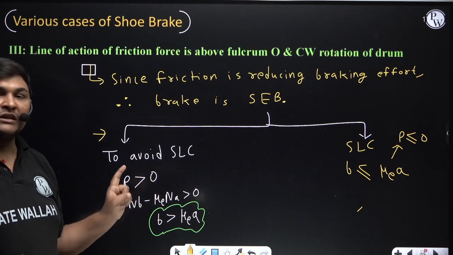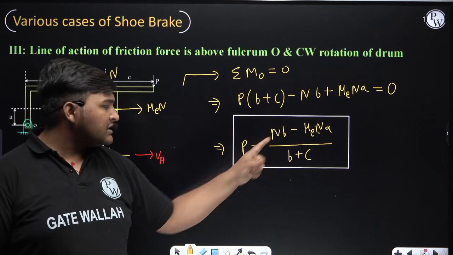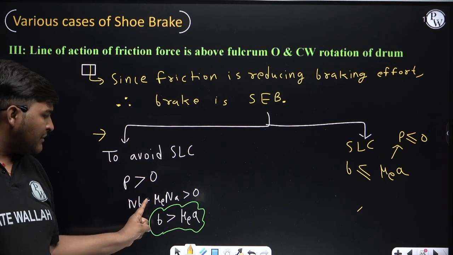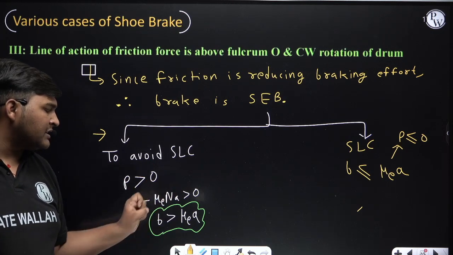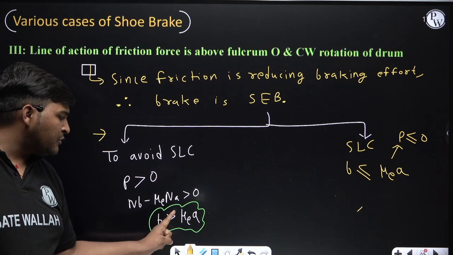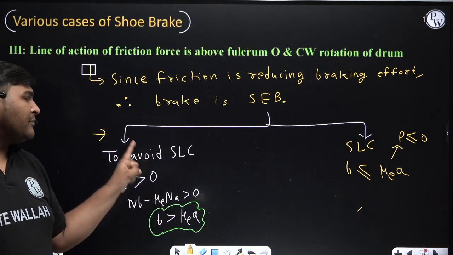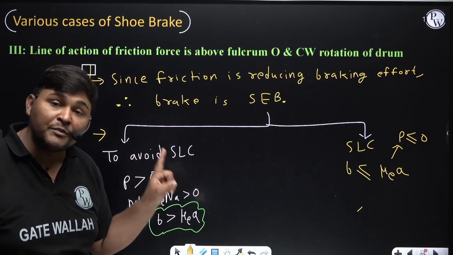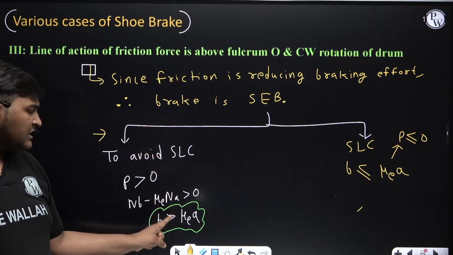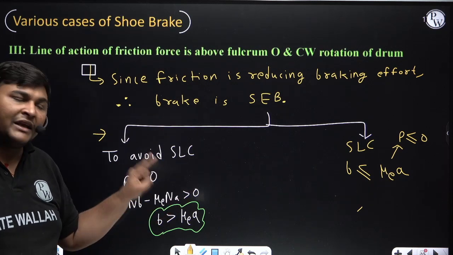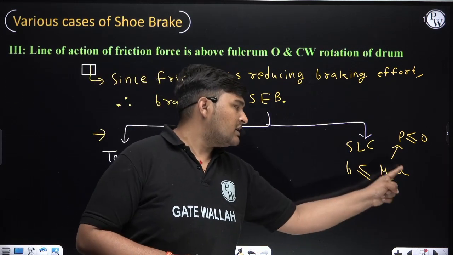P must be greater than 0. And from this relation, to ensure P must be greater than 0, NB minus mu E NA must be greater than 0. To satisfy this, B must be greater than mu E into A. So if this equation is satisfied, the brake will not be in self-locking condition. So this is the condition to avoid self-locking. And if we want the brake to be in self-locking condition, this relation should not be satisfied.